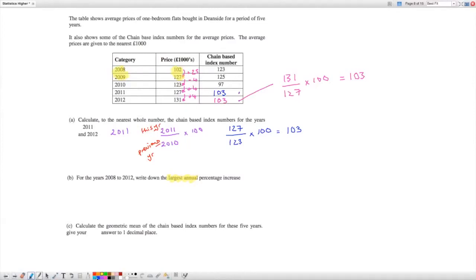But we're asked to actually calculate the percentage increase. So to do that, we will take our value in 2009, 127, subtract the previous year, which is the 25 we've just calculated, divide here by the original amount, 102, and times by 100 to get the percentage increase of 25%.